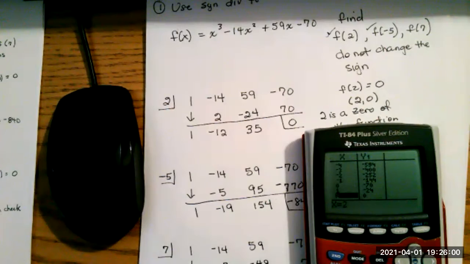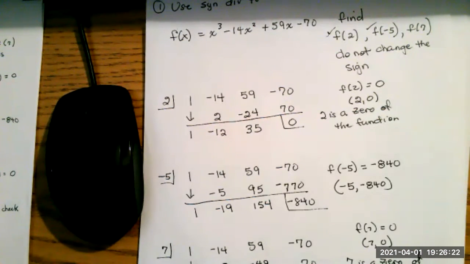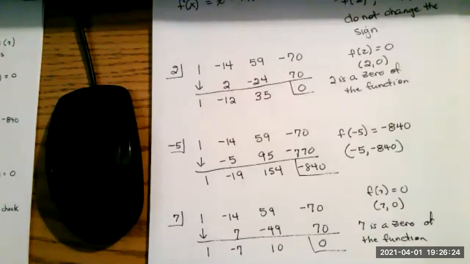Right there, 2, 0. And negative 5, let's go up to negative 5. Negative 5 is negative 840. And 7 is 0. So I can check it by putting it on my calculator and going into the table to see that I'm right. It'll double check you on your homework. Any questions on that?